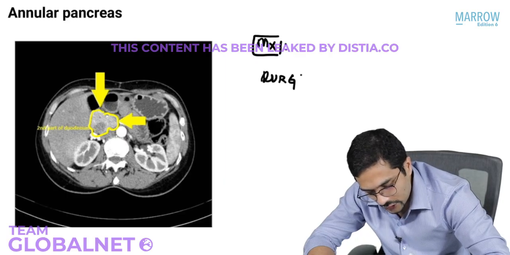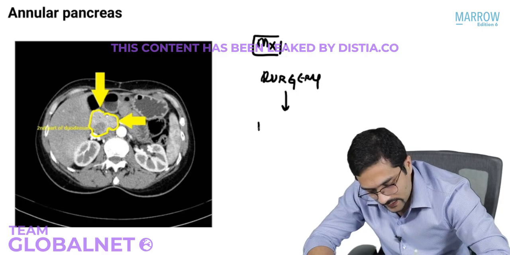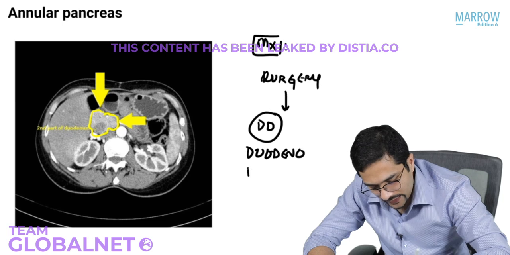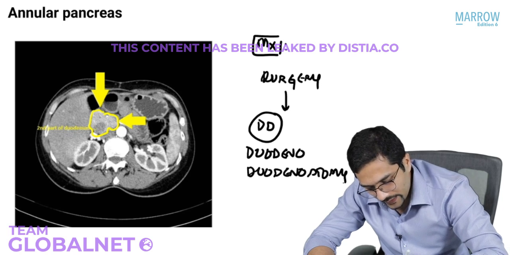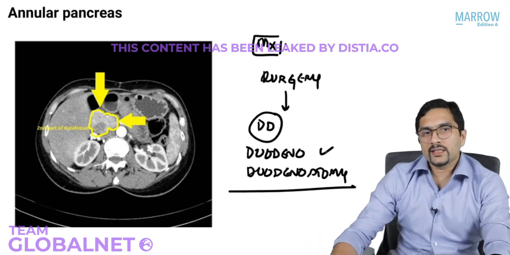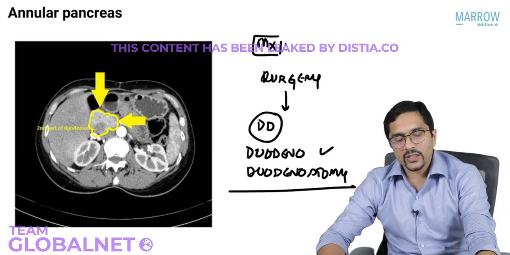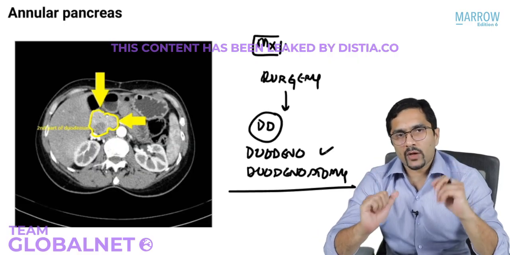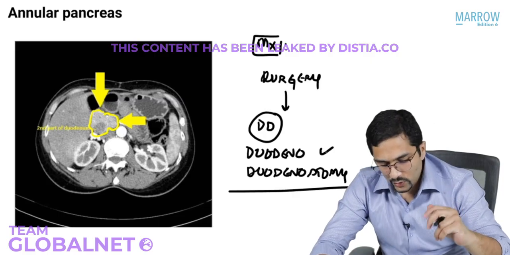We have to carry out a surgery, and the best surgery is DD, that is duodenoduodenostomy, which was the surgery we carried out for annular pancreas as well. That is better than duodenojejunostomy. So these were the two congenital problems which I wanted you to know about.